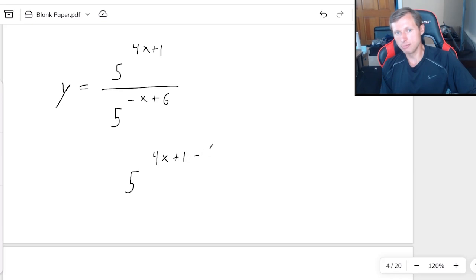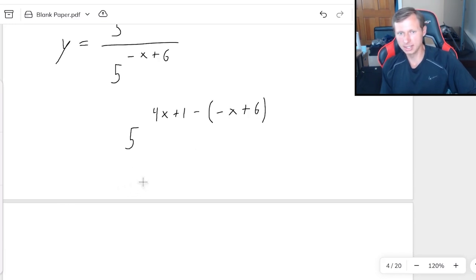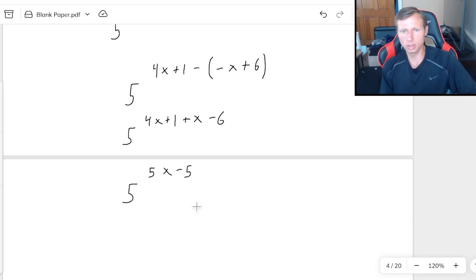You do have to be very careful with this because notice how I'm putting the denominator in parentheses. I would then distribute the negative sign before I combine like terms. I would do this in 2 steps, not 1 step. And you'd get 4x plus 1 plus x minus 6. Combining those like terms in the exponent would get me 5 to the power of 5x minus 5. Whole lot of 5s here.